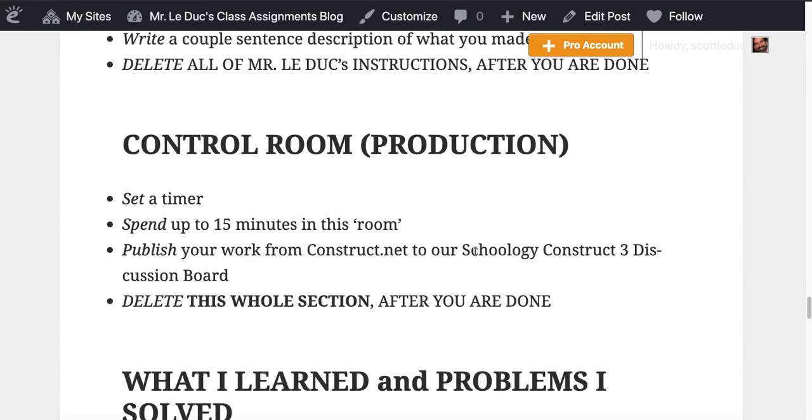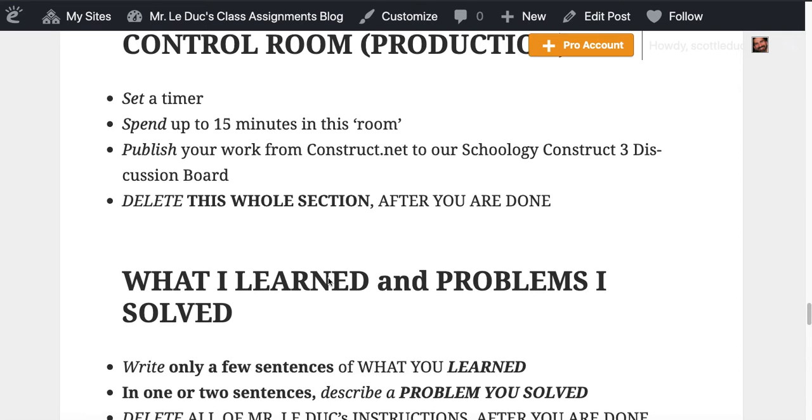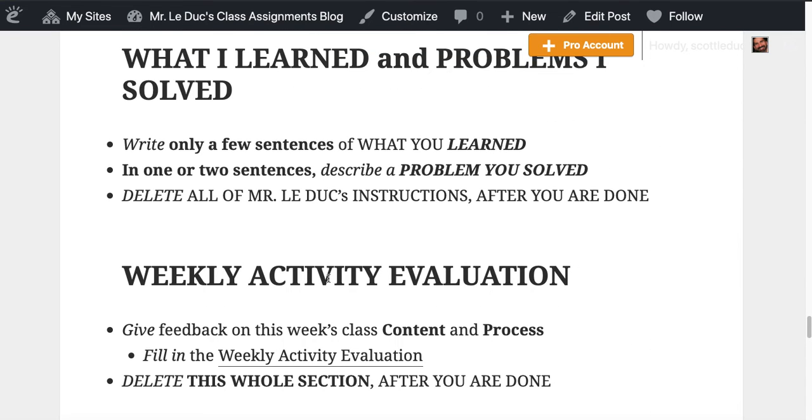Control room, you're going to put that stuff into the Schoology folder. So we'll do this during class time, and don't worry about that. And then this part is what we always do.